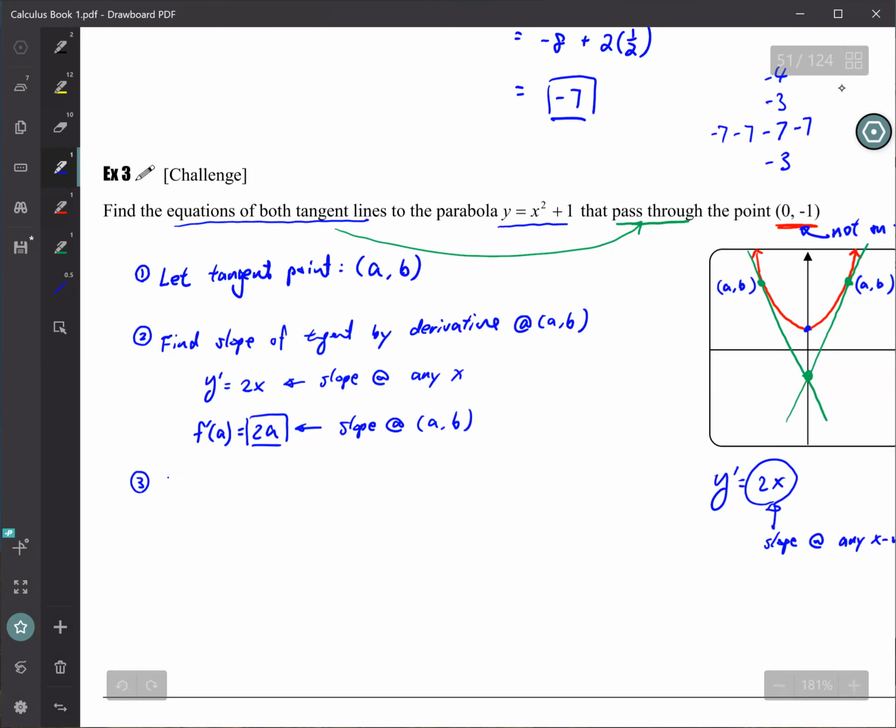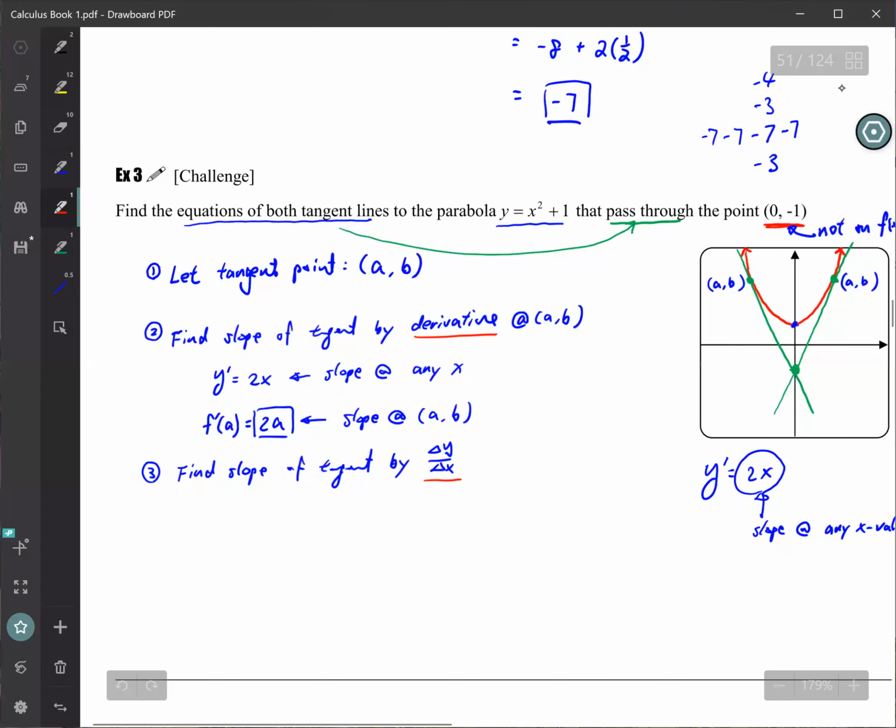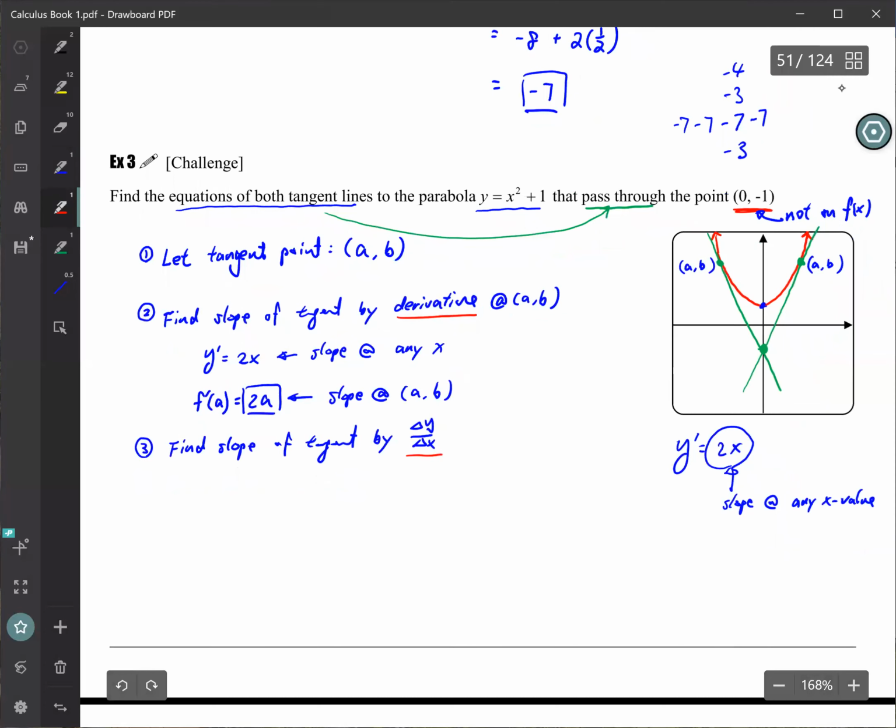right? So we will also find the slope of tangent again, okay, but this time by rise over run. So delta y over delta x. So 2 different ways to get slope. One is using calculus, one is using rise over run. Okay, how do we find the slope using rise over run?